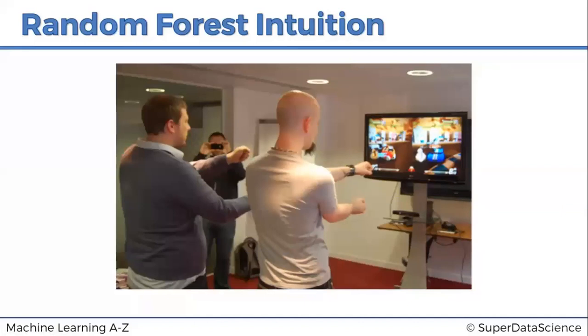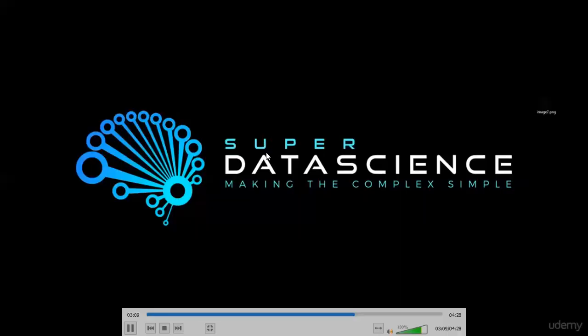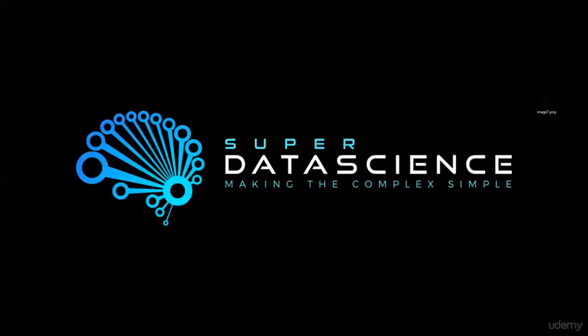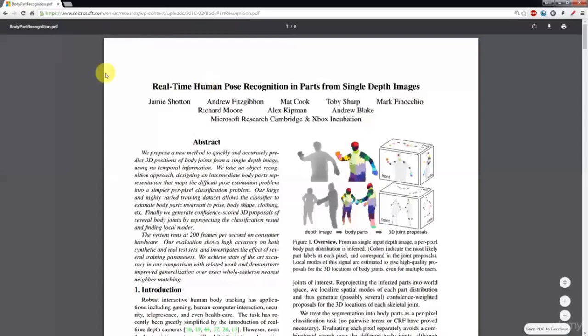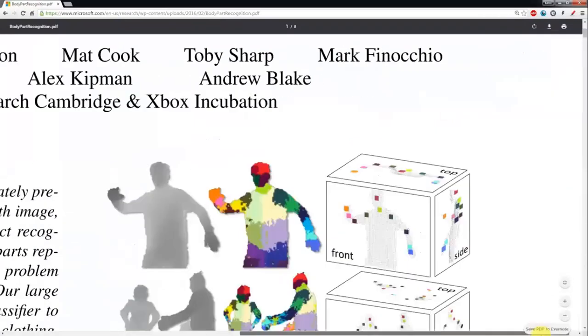When Microsoft was developing Kinect, they decided to go with the random forest algorithm over all of the other machine learning algorithms available to them, and used it to develop this sophisticated piece of hardware and software. They have an interesting article about it, which I'm going to show you now. You can find it on the internet at Microsoft.com. It's called Real-Time Human Pose Recognition in Parts from Single Depth Images, and here you can actually see the random forest in action.